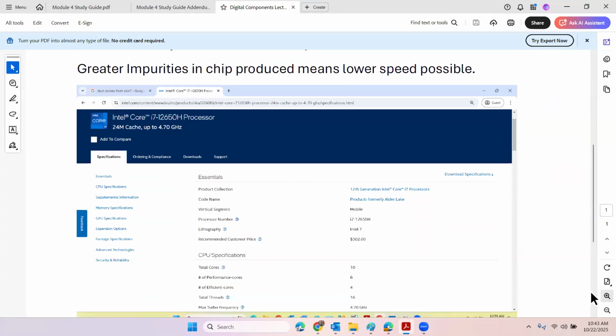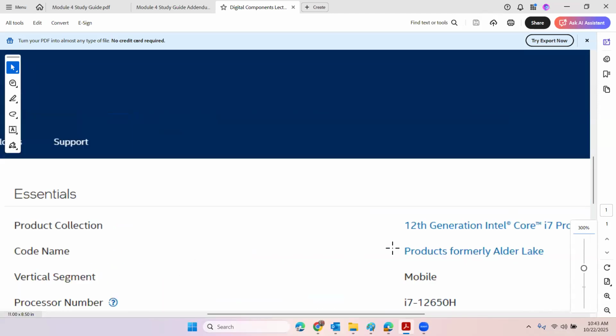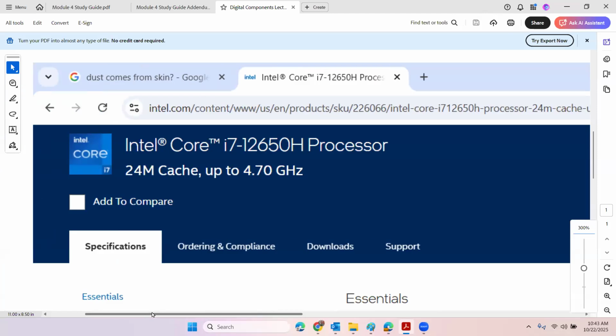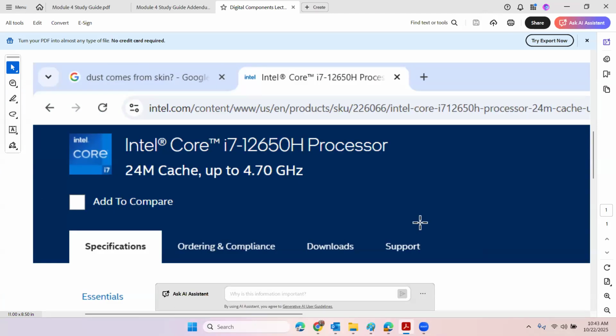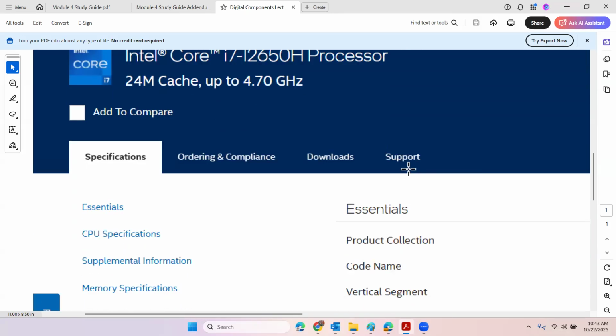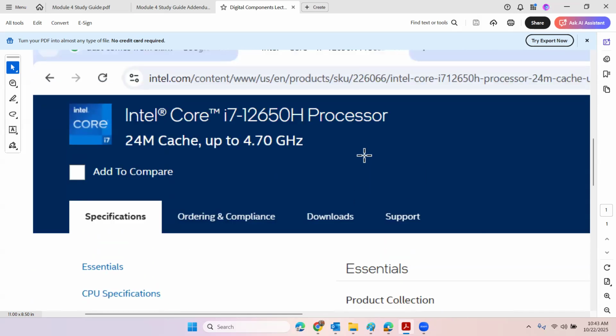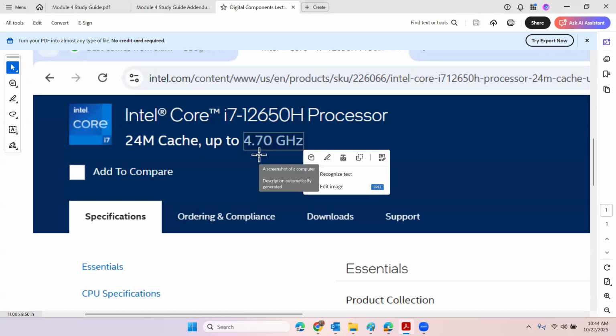Can everybody see this image here? Okay. So this is an Intel i7 processor, yeah? And normally it operates at 2.4 gigahertz, but in burst mode, it can operate for short periods of time up to 4.7 gigahertz. That's the number of computational cycles per second. It has to do with the speed of a processor. Is everybody with me?